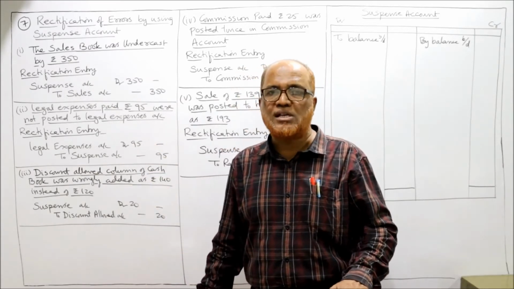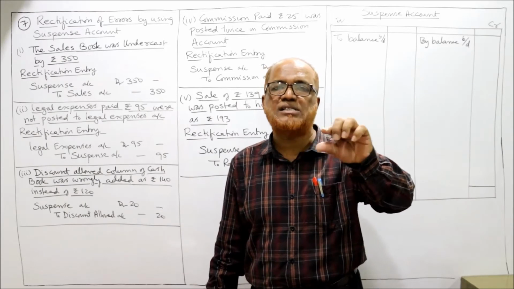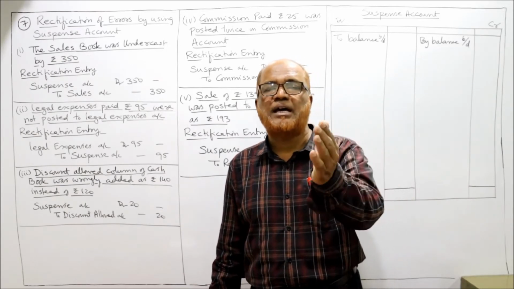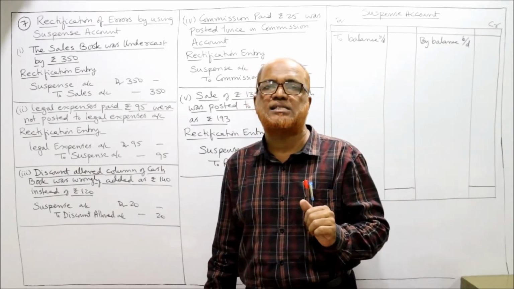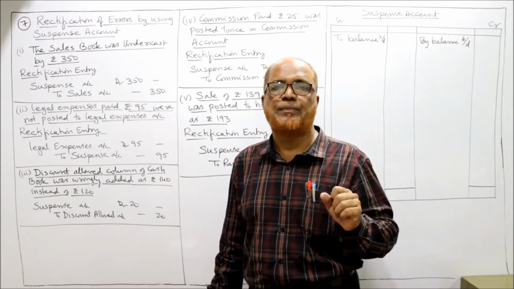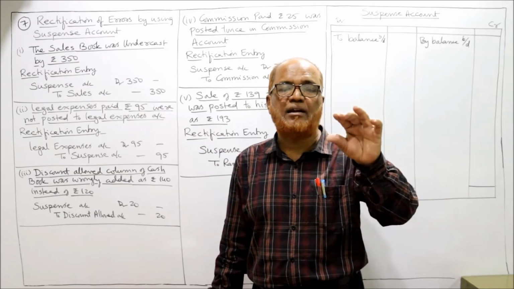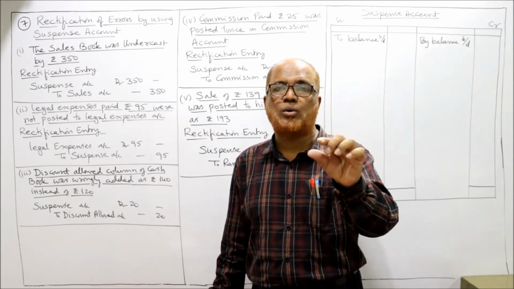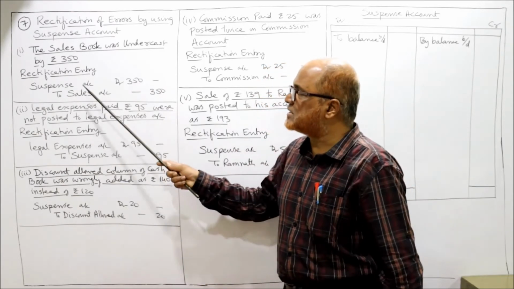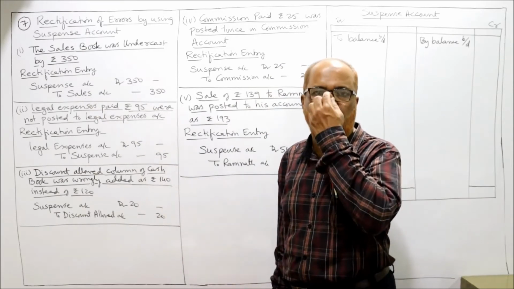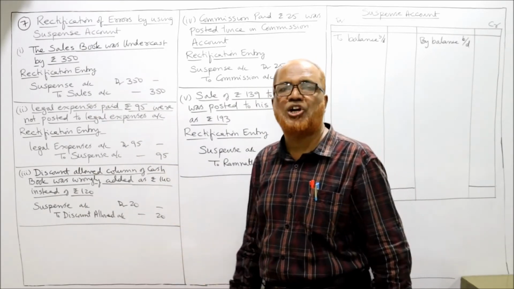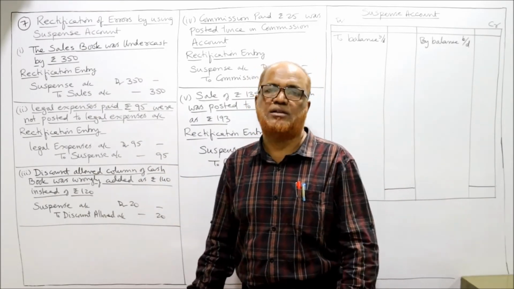So if there is no suspense account, we will have just written one sentence. The error can be rectified by crediting sales account by 350. But here we have to use the suspense account. So we'll complete the entry: suspense account debit to sales account 350 rupees. By passing this rectification entry, the error will be rectified.